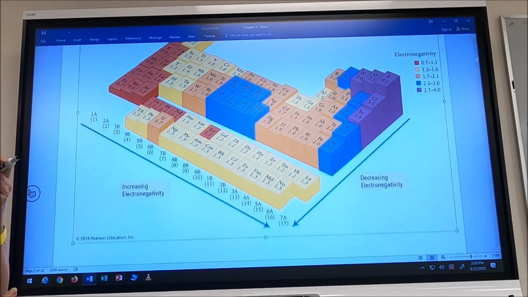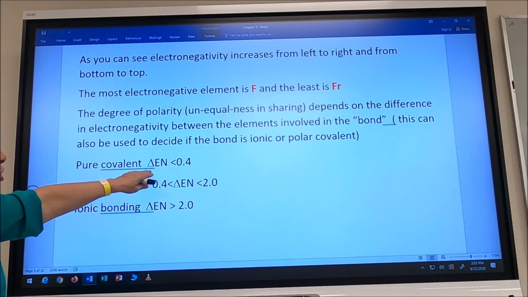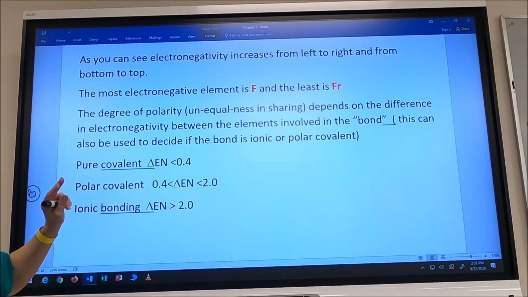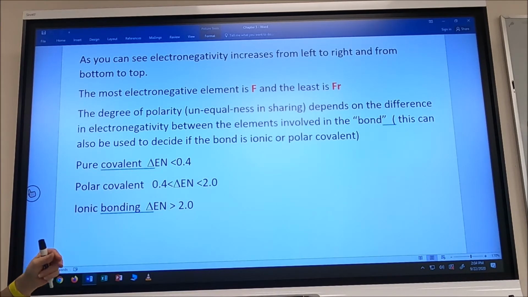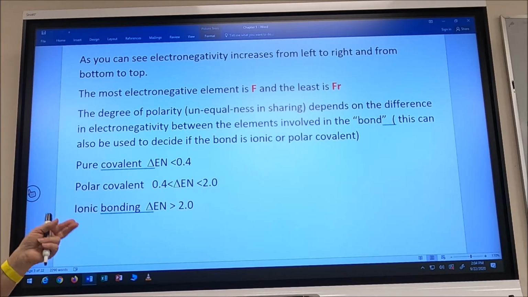Okay, scroll up for me. Okay? So, the most electronegative, I've already told you that. We consider something to be pure covalent if the difference in electronegativity between the two atoms is less than 0.4. We consider it to be polar covalent if the difference is greater than 0.4 but less than 2, and ionic if it's greater than 2.